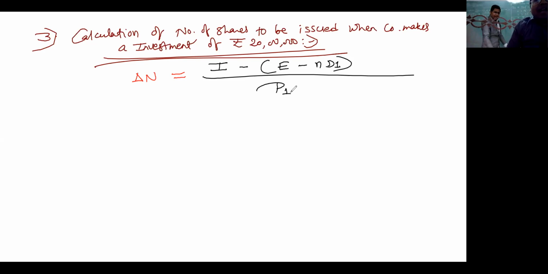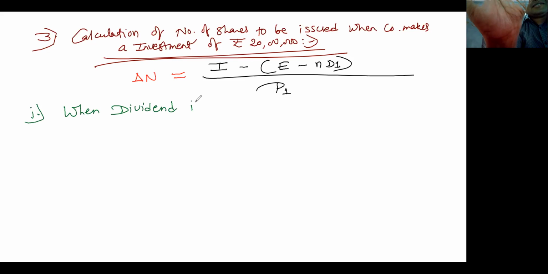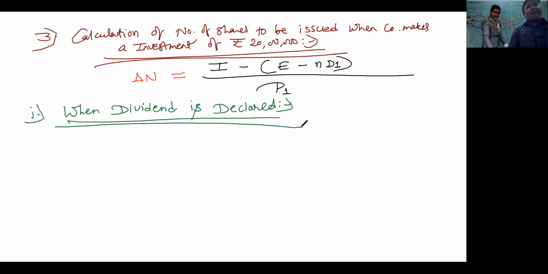This is the normal case. Here too, the same concept applies: when dividend is declared and when dividend is not declared. So first let's do the case when dividend is declared. At that time, what will be the number of shares to be issued for raising rupees 20 lakhs? Remember, you also have a net income of 10 lakhs. So let's use the formula.